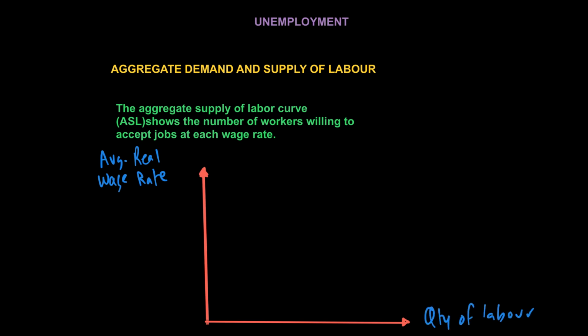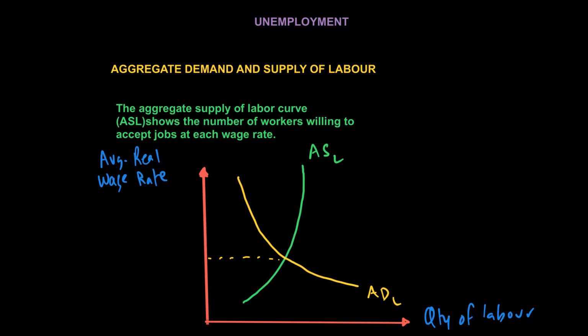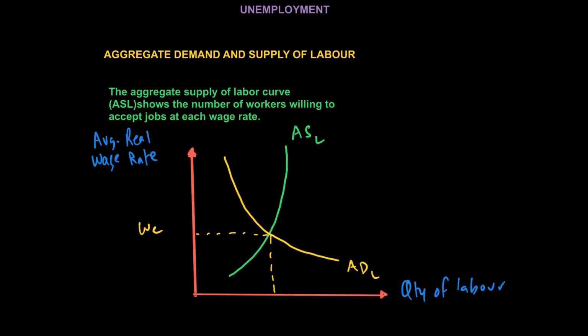When we draw our aggregate supply curve, it will be upward sloping but kind of inelastic, and I'm going to talk about this in a little while. The aggregate supply curve is upward sloping and inelastic, while the aggregate demand curve is downward sloping, and we'll talk about that as well. Where AD and AS meet, we call this the equilibrium wage rate, and this quantity will be our equilibrium quantity employed in the whole economy.